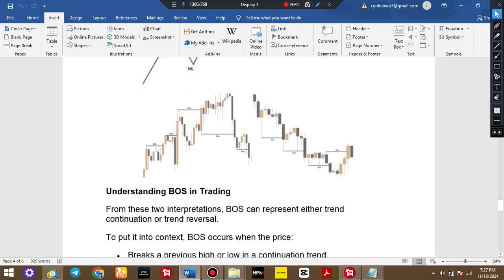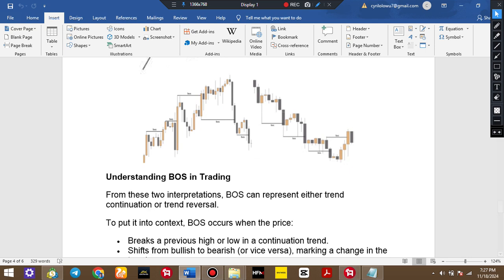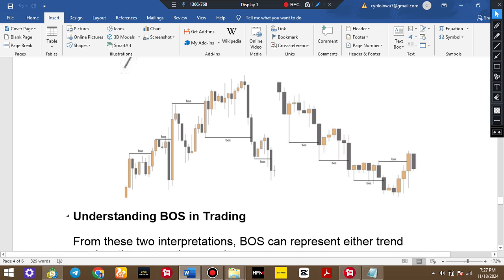Is that clear? So these are other examples from charts which symbolize the change in structure. You can note that at some point we are having break of structure towards the upside, right? Now this was the low that gave us the last high of the market.